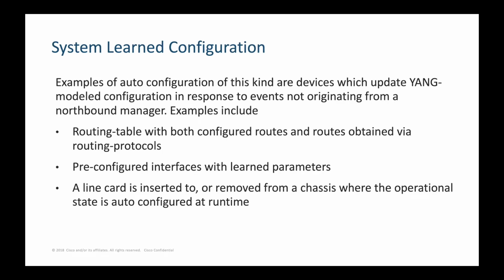The other source of auto configuration is system learned configuration. System learned configuration happens in devices which update YANG model configuration data in response to events not originating in a northbound manager. Examples include routing configuration with manager configured routes as well as routes learned via routing protocols, pre-configured interfaces with some learned configuration, for example link speed, or when a line card is inserted to or removed from a chassis where operational state is auto-configured at runtime.